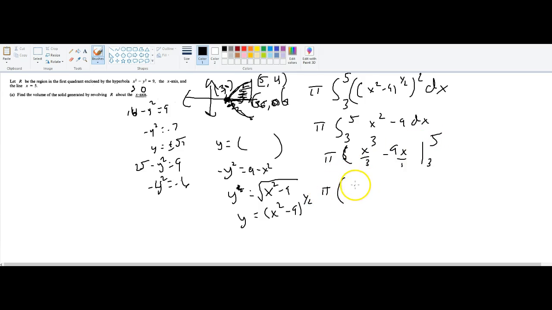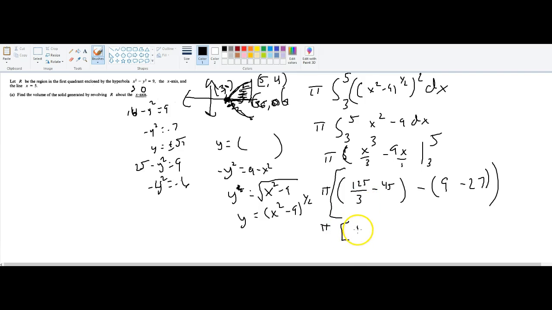Plug in 5, I get 125 over 3, minus 45, minus, plug in a 3, I get 9, minus 27. All right. Minus 27. So then I do a little mathage. Let's hope for the best. Okay, unfortunately I got everything divisible by 3. That's just awful. Let me cheat.